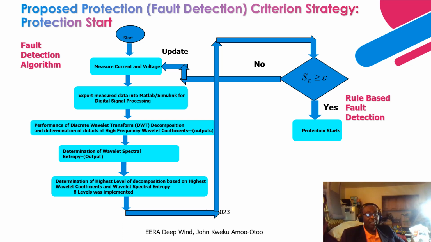I selected an 8-level decomposition to lessen the computational burden, where I determine the highest level of wavelet coefficients and the corresponding wavelet entropy. Based on the highest wavelet entropy, I can determine the set point. In addition, I can add some reliability factors, like between 1 to 5%, called a margin as well. That itself will tell you when protection starts. If I don't have those values, then it circles back to measurement of current and voltage.